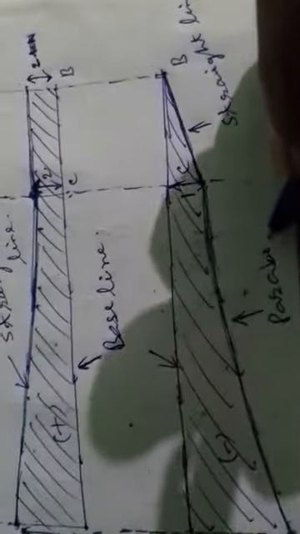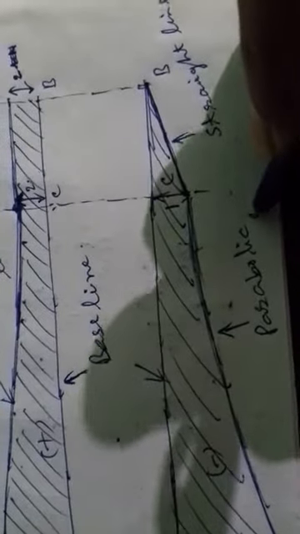And this portion is the bending moment diagram, and this will be a parabolic curve. So this is the shear force calculation. This is the bending moment calculation. This is the shear force diagram, and this is the bending moment diagram. So that's all for today.